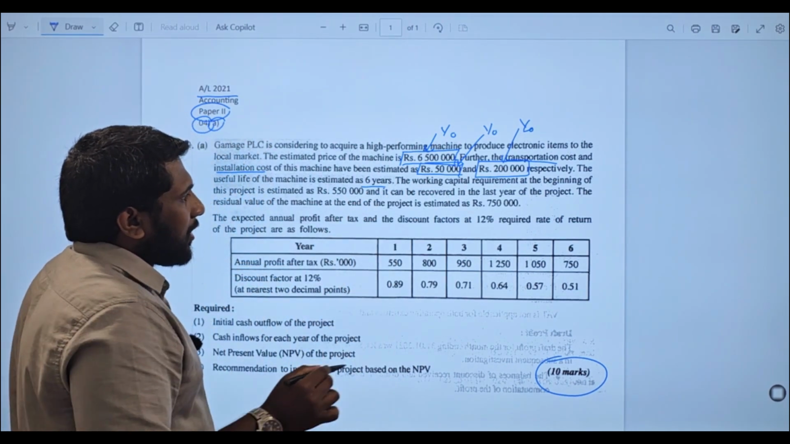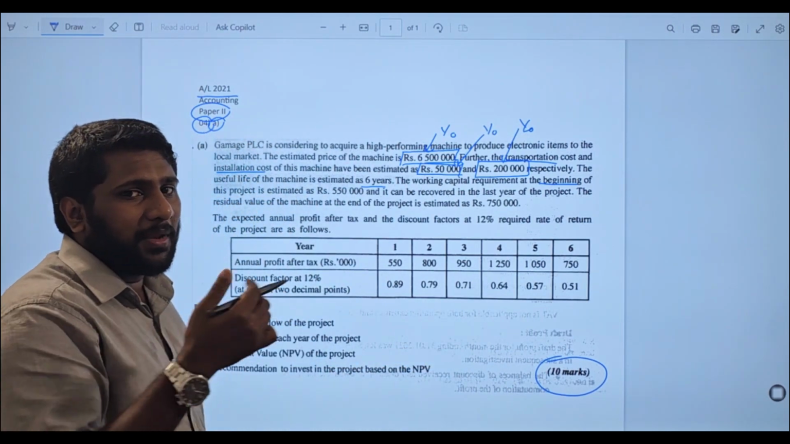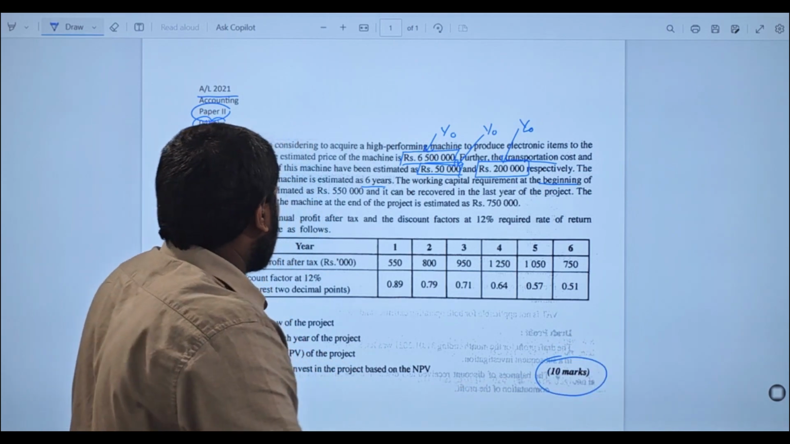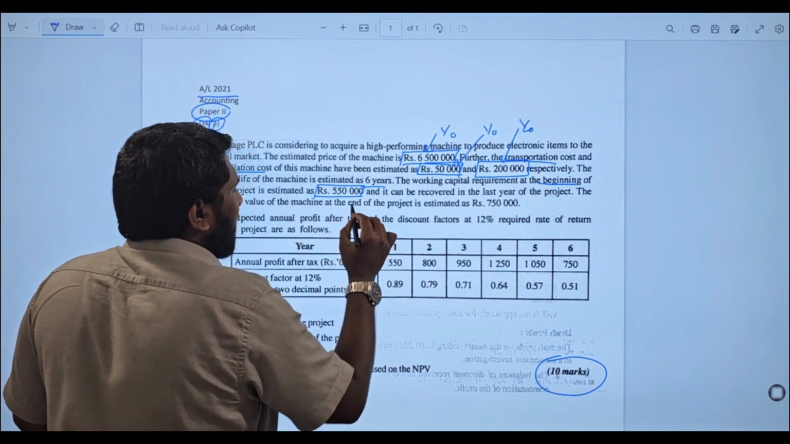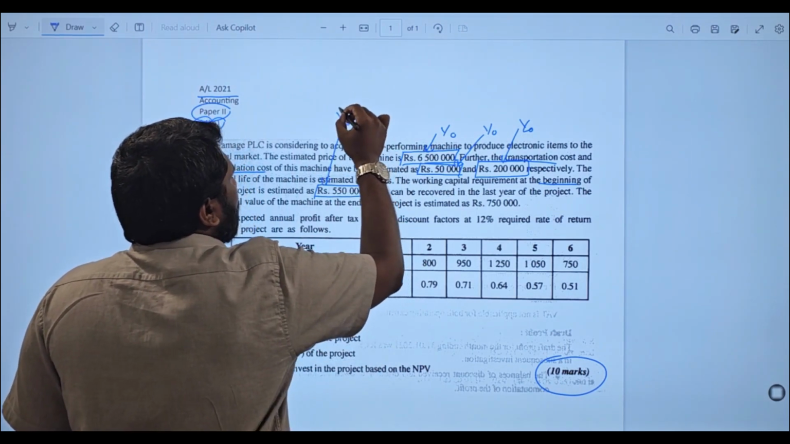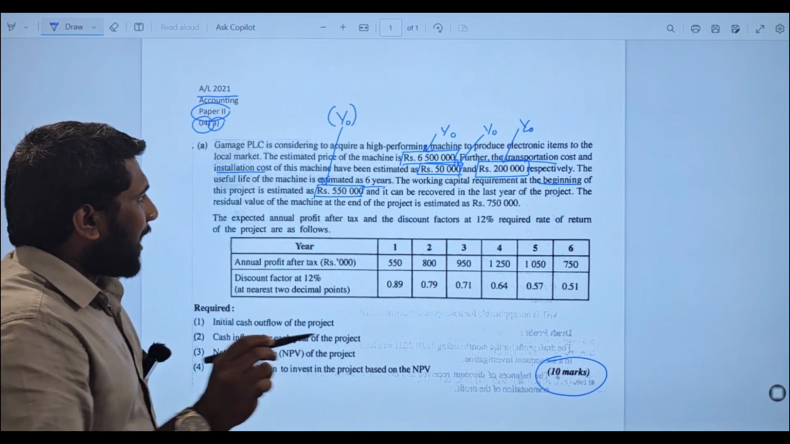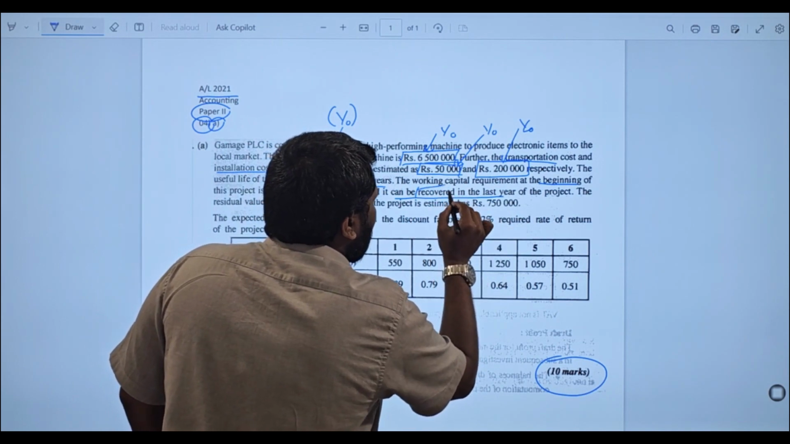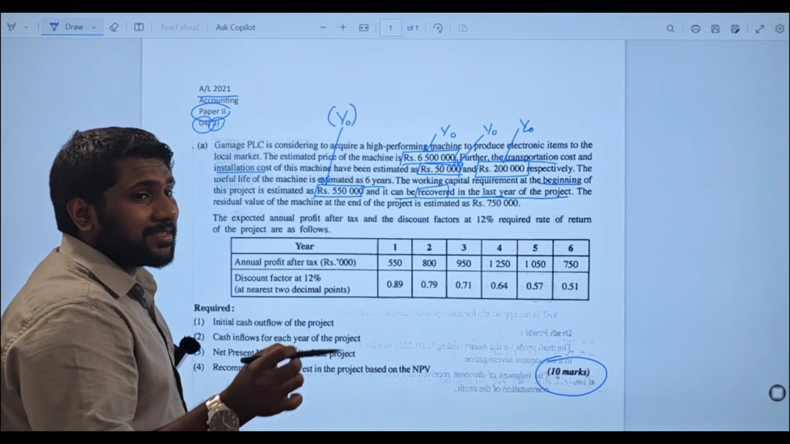The working capital requirement at the beginning. At the beginning itself, we have to pump in money, so my money is going to go out. How much is that? 550,000. So what you have to understand is that this 550,000 cash outflow is going to happen in year 0. And next, what they are telling is that it can be recovered in the last year of the project. So what's the last year? This is a 6-year project.